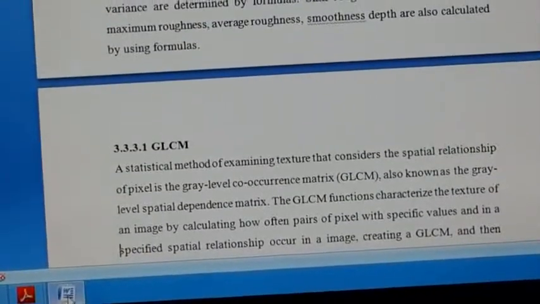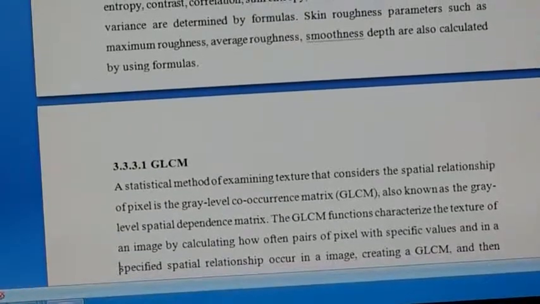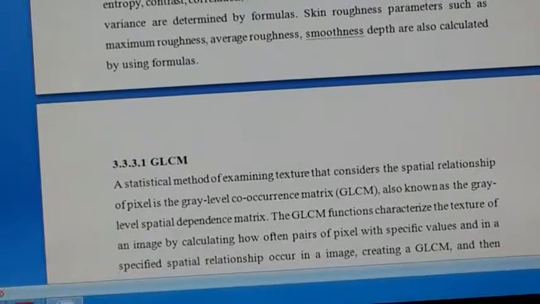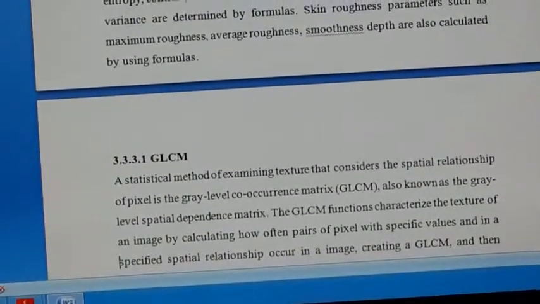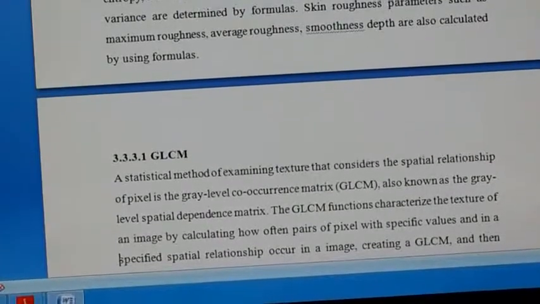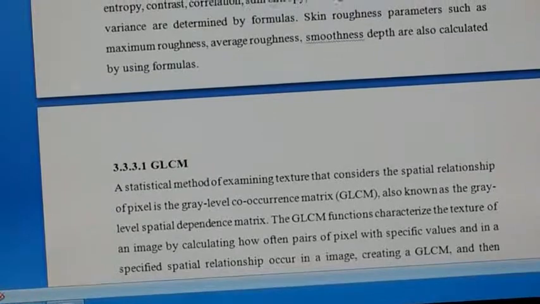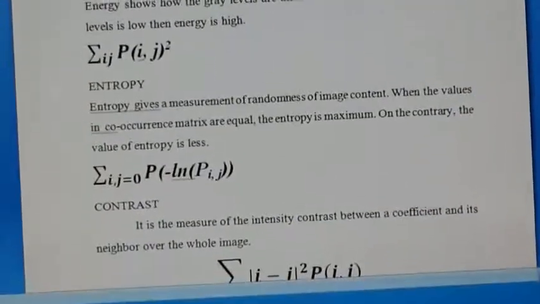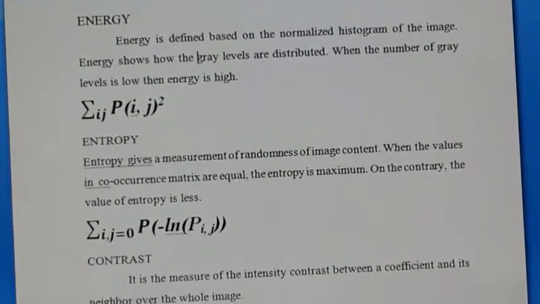GLCM feature. It is a statistical method of examining texture that considers the spatial relation of pixels in the gray level co-occurrence matrix, also known as the gray level spatial dependence matrix. The GLCM function characterizes the texture of an image by calculating how often pairs of pixels with specific values and specified spatial relationship occur in the image. These are the parameters we are calculating.